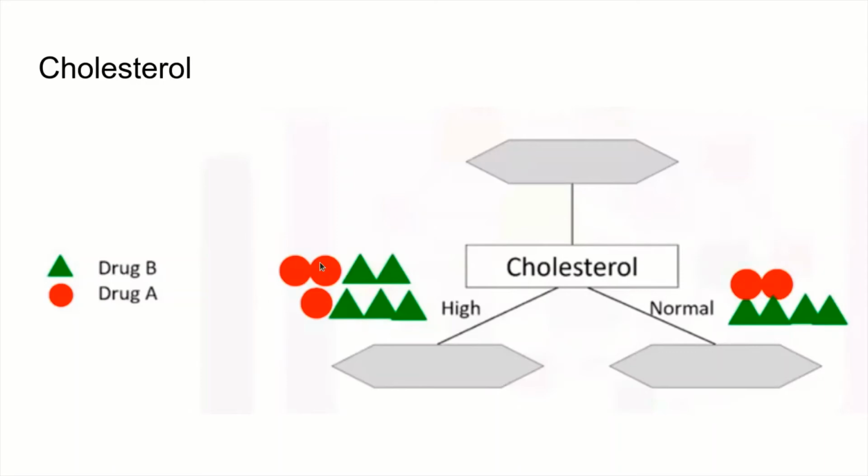So we've got here three of the people that have high cholesterol were predicted with drug A, and 5 with drug B, and for the people with normal cholesterol, 2 of them were predicted with drug A, and 4 of them were recommended drug B. That's clear, isn't it? Yes. I hope that yes.